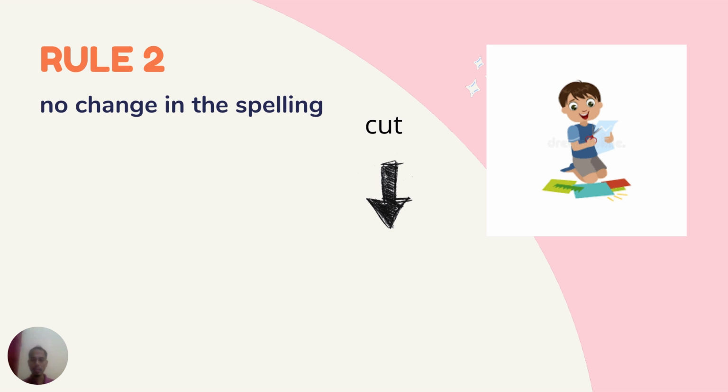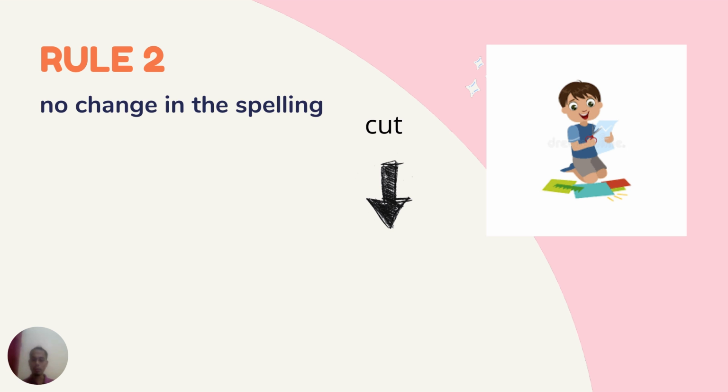changes in the spelling. Now we move on to rule number two, which is no change in the spelling. For rule number two, it is quite simple because if you want to change the verbs into past tense form, the spelling does not change at all. For example, let's look at the first example here. The word cut. What is the past tense form for cut? Remember, we are talking about rule number 2, which is no change in the spelling.